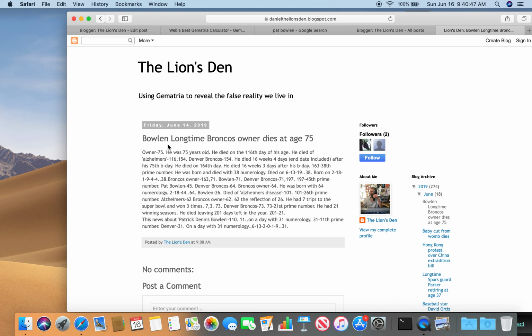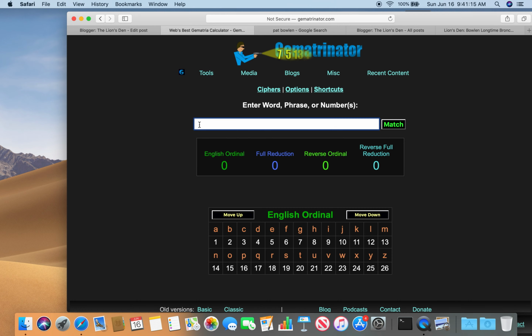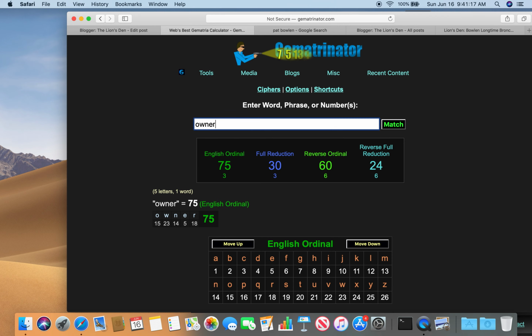There's a story by the numbers, of course. Pat Bowlen, longtime Broncos owner, died at age 75. Pat Bowlen, who died June 13th, was born February 18th, 1944. The interesting thing is that he's an owner. He died at age 75. Owner equals 75 in the English ordinal cipher.